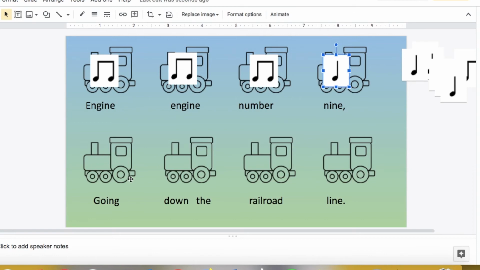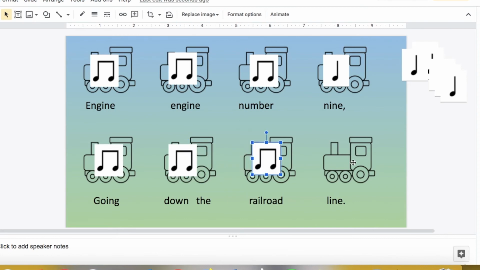In the next line, going down the railroad line. Going. That's a ti-ti. Down the. This one's not only two separate syllables, it's also two words, all in one beat. So two sounds on one beat, that's another ti-ti. Railroad. What do you think about railroad? It's another two sounds on one beat, that's another ti-ti. The last one here, line. Line, one sound on a beat, that's a ta.